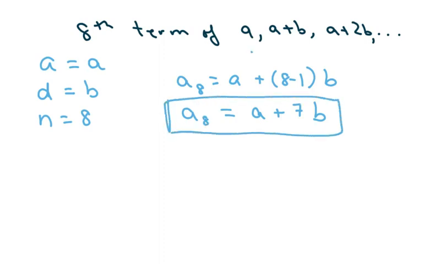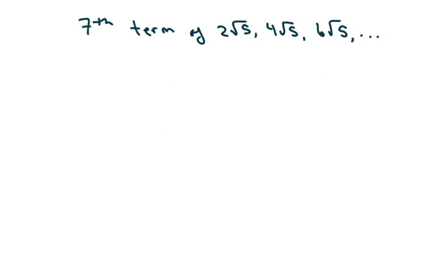Which kind of makes sense because this is the first term. The second term has 1b. The third term has 2 b's. So the 8th term here should have 1 less there. Okay? And the last one we have is this one.